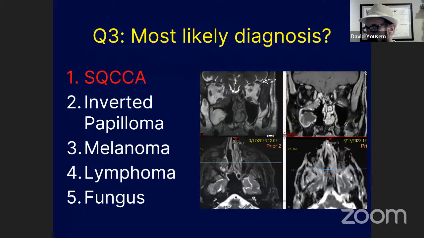Question and answer. What is a Schneiderian polyp? Schneiderian polyps are types of polyps that are included with inverted papilloma, and it refers to the histopathologic features. And I'll move forward because they ask about the answers.